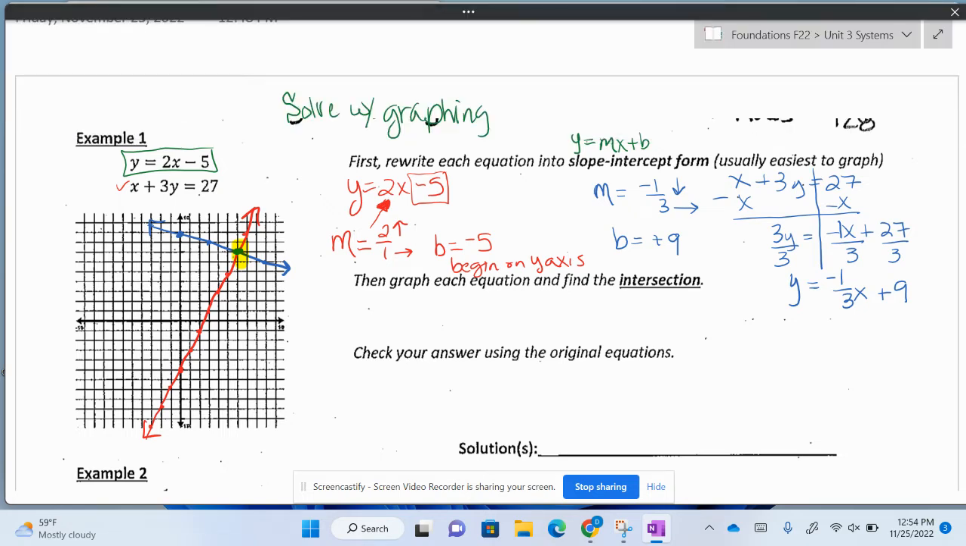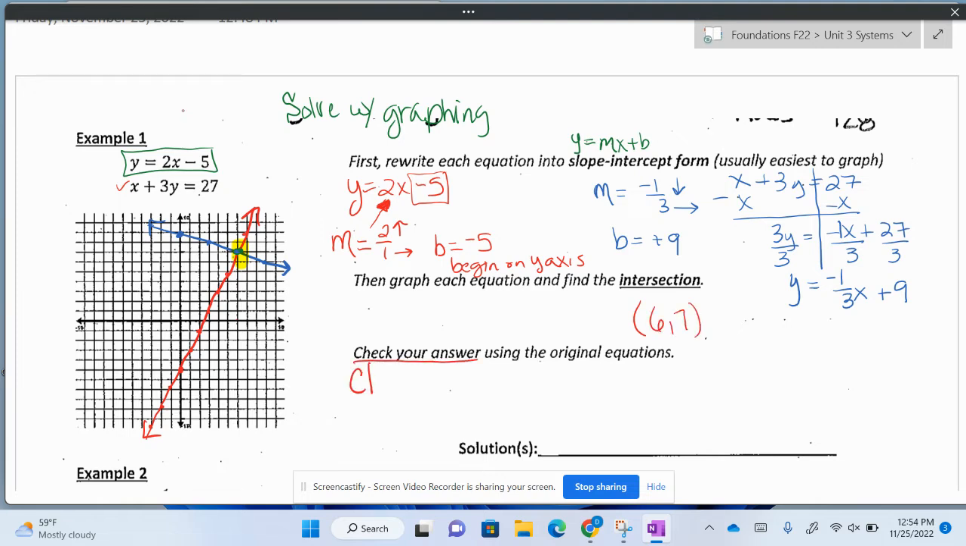So this point of intersection is the ordered pair: 6 on the x-coordinate, 7 on the y-coordinate. So 6, 7. So now it says check your answer.